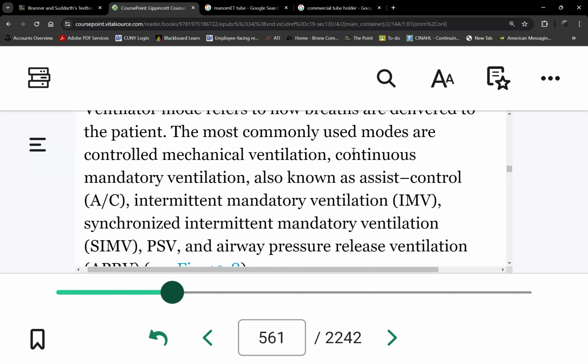Okay, so the concept of a mechanical ventilator is, of course, it will give a breath, right? And the decision as to which mode to use is made by the physician based on how much work of breathing you want the patient to do. Meaning, who does the work of breathing?